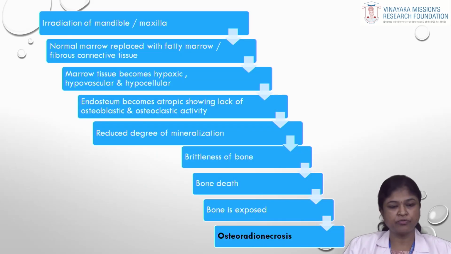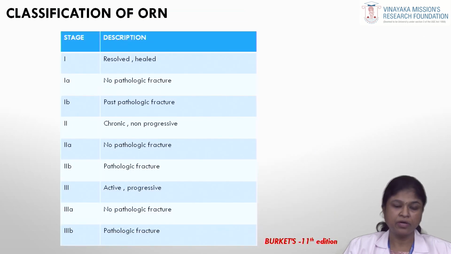So what is the pathogenesis of osteoradionecrosis? First, when there is irradiation of the mandible or the maxilla, the normal marrow space is replaced by the fatty marrow or the fibrous connective tissue. This will in turn become hypoxic, hypovascular and hypocellular. The endosteum becomes atrophic, showing lack of osteoblastic and osteoclastic activity, which leads to reduced degree of mineralization, causing brittleness of the bone. Finally, the bone dies, bone is exposed, which leads to osteoradionecrosis.